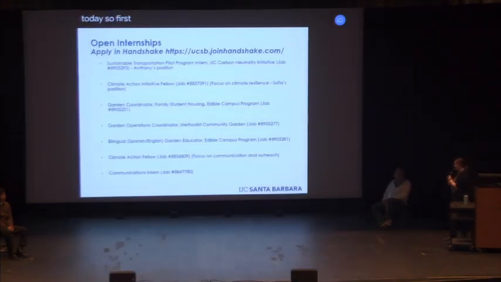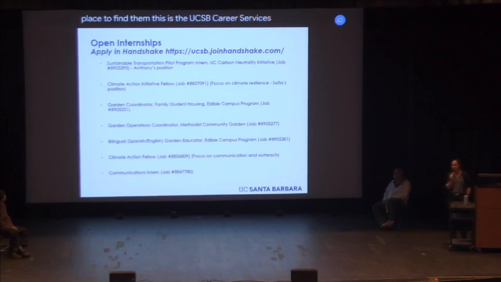So first, the internships that Dr. Hiltner highlighted before. We do have several of them. We have moved to putting all of our internships on Handshake, so that's the place to find them. This is the UCSB Career Services Job Posting Board Handshake. All of the positions are there. You can find all the positions by searching us as an employer, UCSB Sustainability, and then see all of the things that we have posted, or you can do it by the individual job posting.